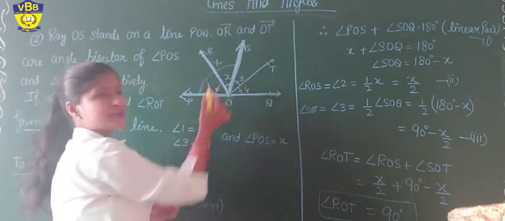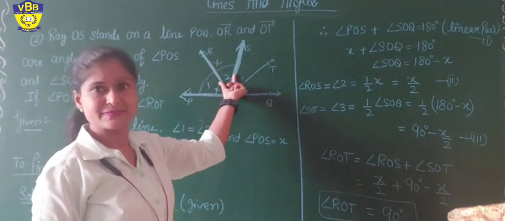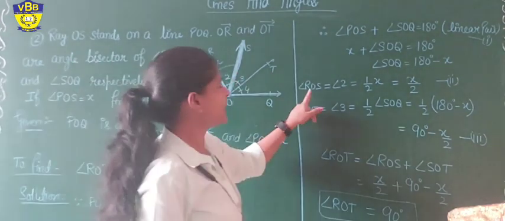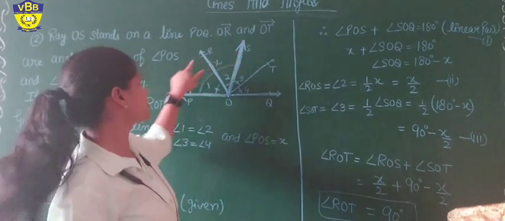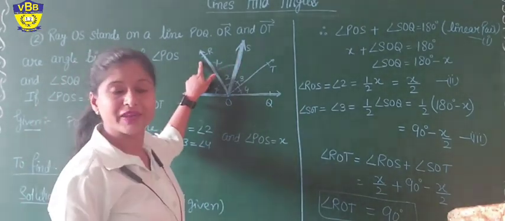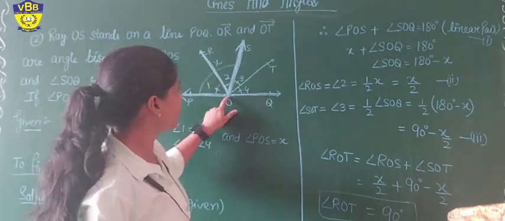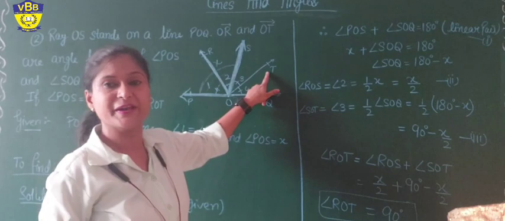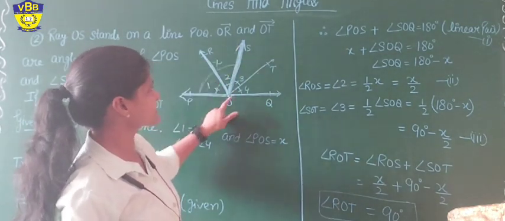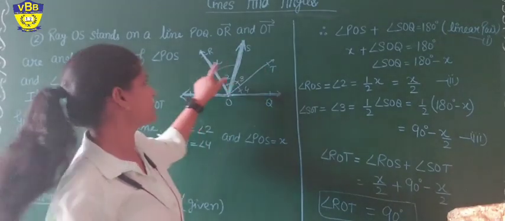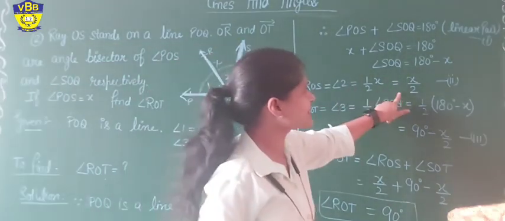So angle 1 is also X by 2 and angle 2 is also X by 2. Here I am writing ROS. Why am I taking ROS? Why am I not taking POR? How can we remember this? Because we need to find out ROT, which is made up of two angles, one is ROS and the other one is SOT. That's why I am taking ROS here. So it will be X by 2.